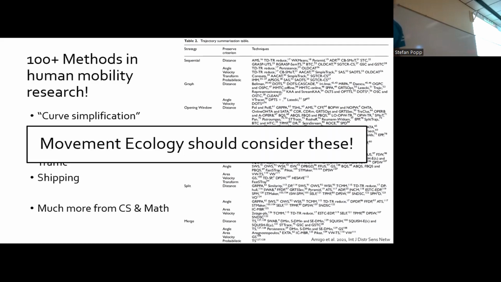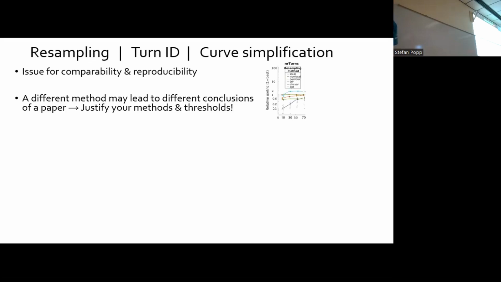And so this means that we should probably consider those, because we don't know whether any of these are possibly a better fit to our animals, to our scenarios and problems. So in conclusion, this is probably an issue for comparability between movement animal papers, and it's also a problem for reproducibility. A different method can lead to different conclusions of a paper.